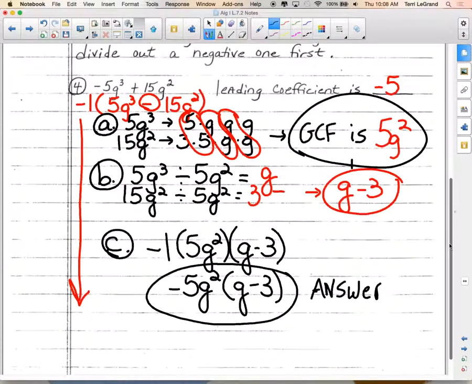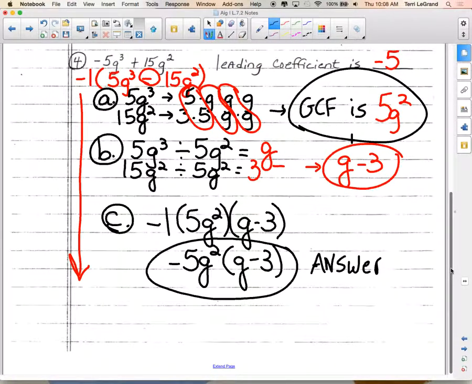In other words, let's do some quick multiplying in our head here. If we did the distributive property, what would be -5g squared times g? -5g to the third. Well, that's what it was. If we change this to add the opposite, this would be a -3. What's a -5g squared times a -3? 15g squared, and it's a positive, isn't it? So we have a good factor name.